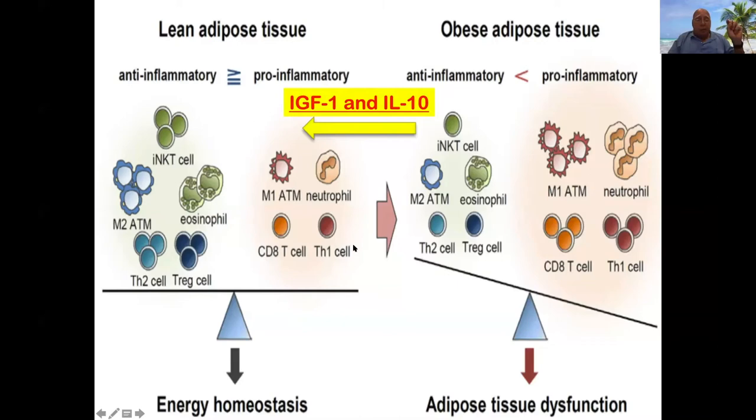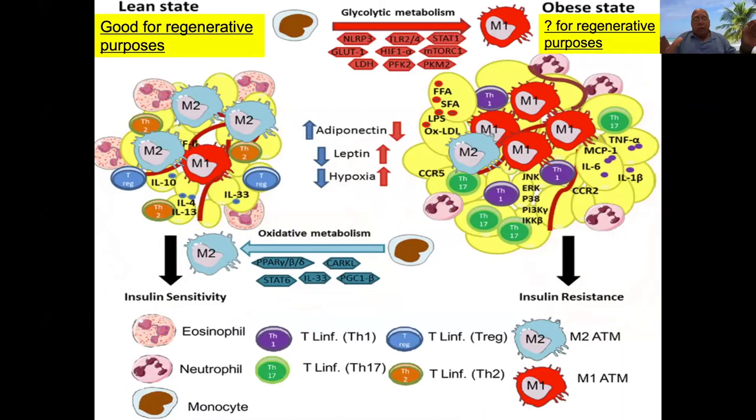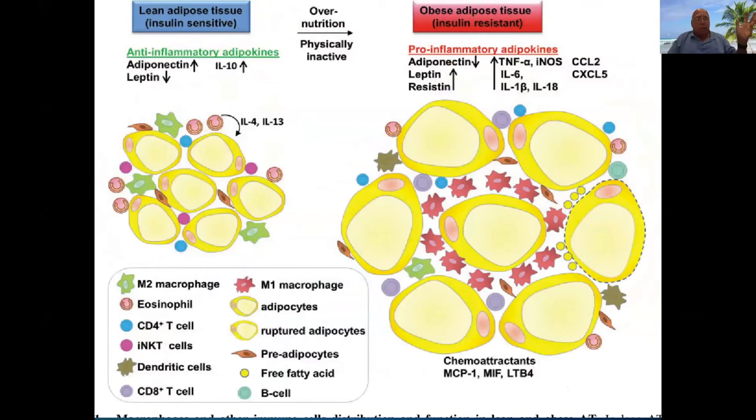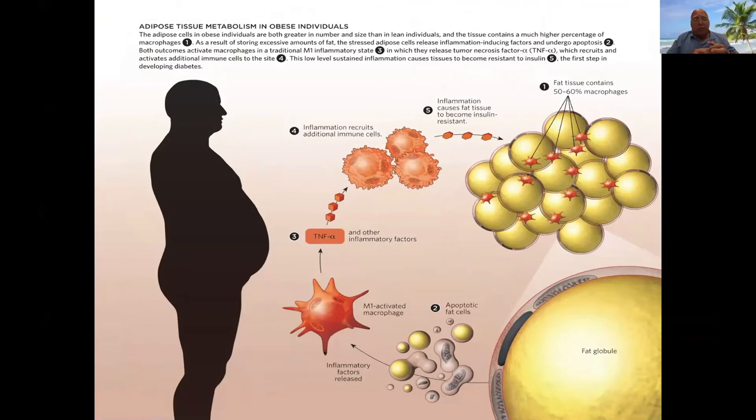Here's another picture that shows you the same thing. We don't want those M1s. We want the M2s. We don't want the MSC1s. We want the MSC2s. That helps do that, okay? So again, just giving you some more information on this, and you can see how that pendulous belly, that obese fat, really is a bad thing.